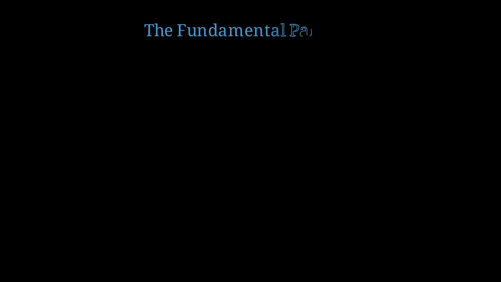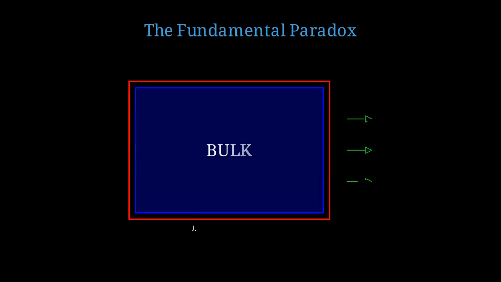Let's start with the fundamental paradox. Imagine a material where the interior is completely insulating. Electrons cannot move through the bulk. Yet, on the surface, electrons flow freely with remarkable conductivity. Here's a schematic. The blue region represents the bulk interior, which is insulating. The red boundary represents the surface where current flows freely. This is not just a thin metallic coating. This is a fundamental quantum mechanical property.